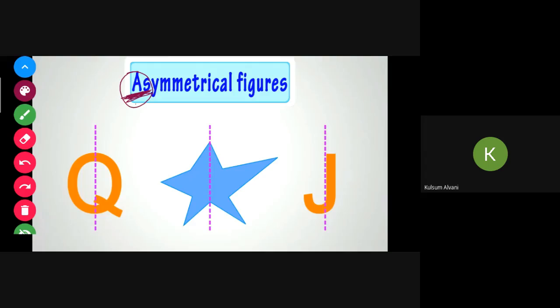Ma'am, repeat one more time. Yes, these are not equal. This one, here it is there and here it is not there. This is small, this is big. So not equal. Ma'am, why is equal not there? Why not equal? Is that what you are asking?